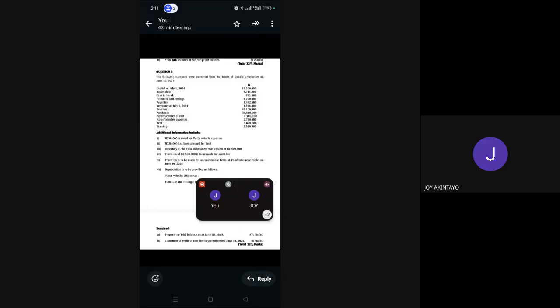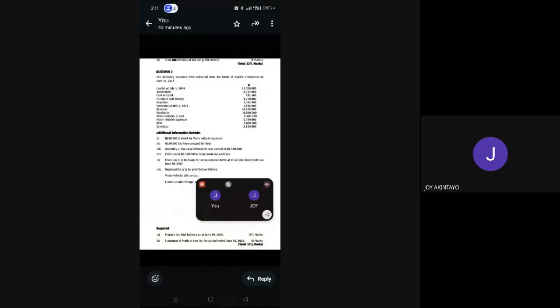One, two, three. Okay. Drawings. Drawings is an asset because we use it to reduce our capital. Are we together? And it will always be on the debit side. Do you understand? So how much is our drawings? 2650. 1, 2, 3. So we are done.